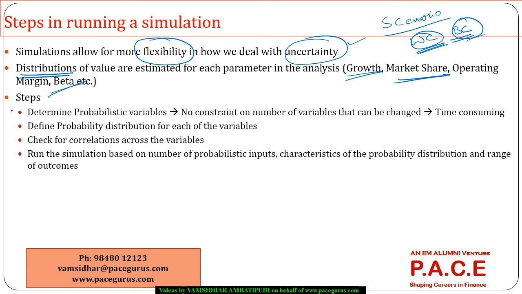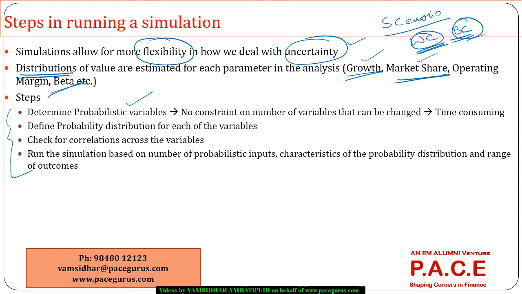So the typical steps, there are 4 steps involved in simulation. First, identify what all variables you want to model. Growth rate, market share, beta, what is that you really want to model? Get the list of all the variables. Here we really don't have any kind of a constraint on how many variables you want to choose. You can choose 1, 2, 10, 20.